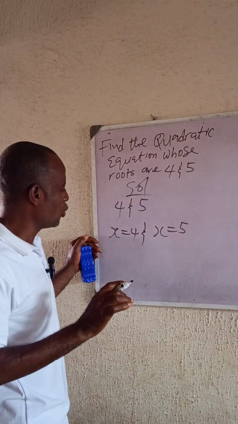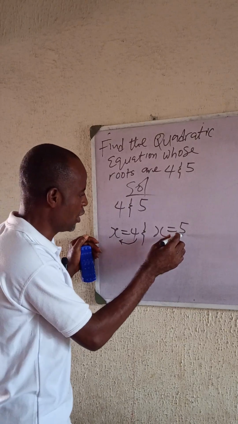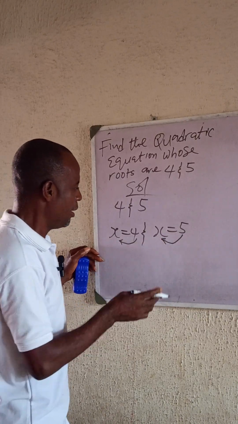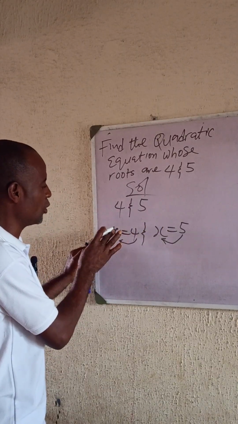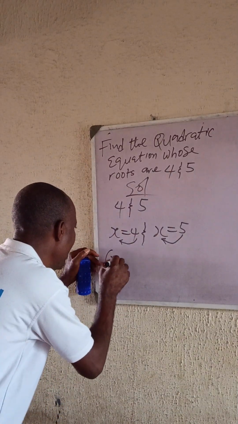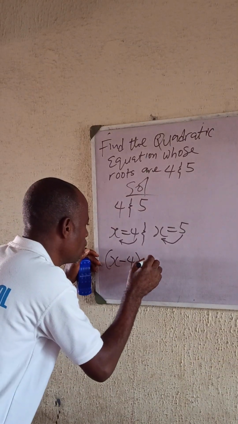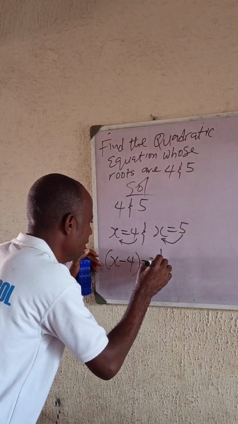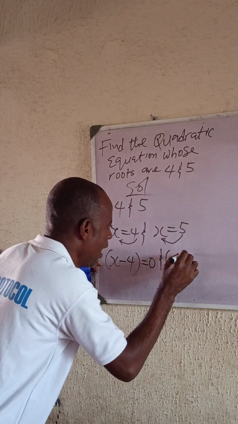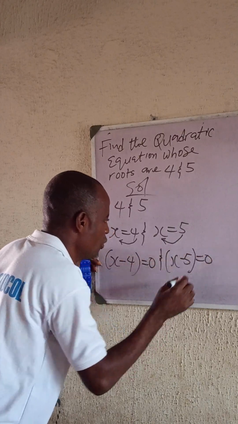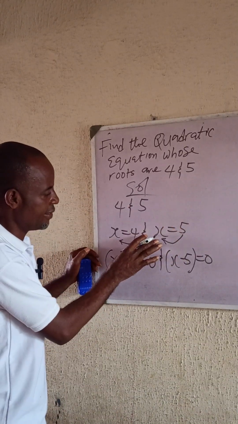So the next step, what you have to do, you have to move this 4 to meet this x. Also, you move this 5 to meet this x. You understand? By so doing, when this 4 crosses the sign of equality, the positive here changes to negative, then you have something like this: bracket x minus 4, bracket close, is equal to 0. And then bracket x minus 5, bracket close, is equal to 0. You understand? Why does the sign change? Because it crosses the sign of equality to go and meet this x.